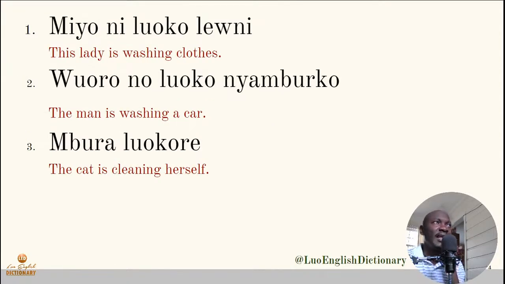Mio ni luoko leuni. So this lady is washing clothes. Remember mio, as we said before, mio means someone who is elderly. I don't want to talk about the ages, but someone who looks elderly. That's what we call mio. Mio comes from mother of many, okay? So mio ni luoko leuni.